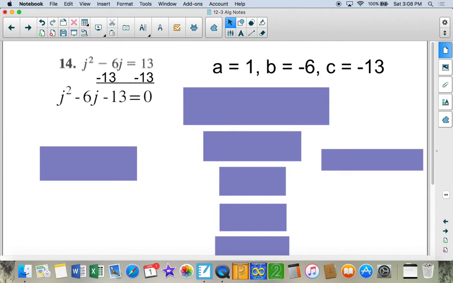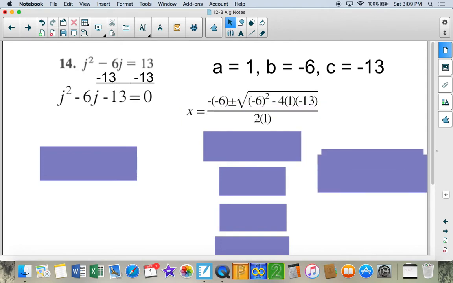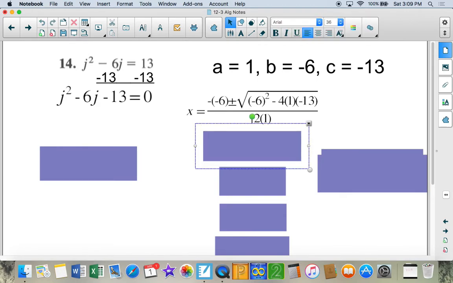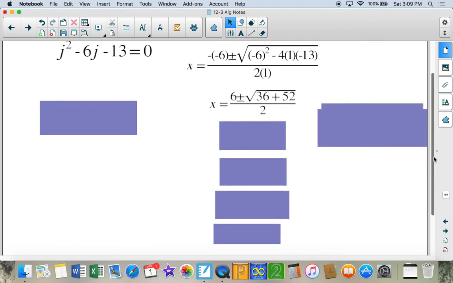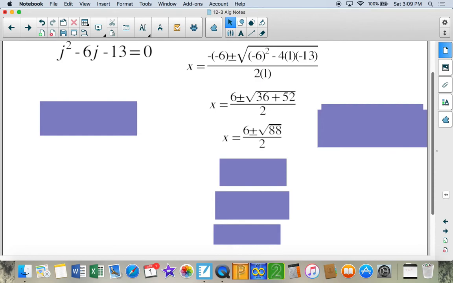Now we can pull out A, B, and C. We have the opposite of negative 6 plus or minus the square root of negative 6 squared minus 4 times 1 times negative 13, all over 2 times 1. 36 plus 52 gives me 88. Now that will not be a perfect square, so we will end up with an irrational number.